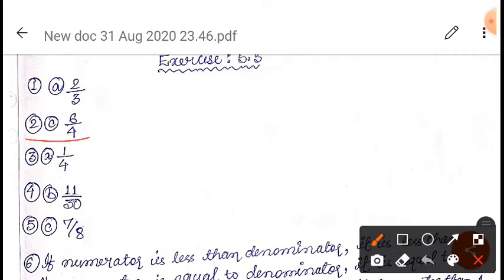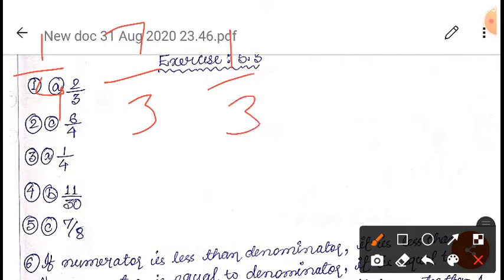As you can see here, I have written this. Okay, now next is question number 3. They are asking for the proper fraction whose denominator is 3 more than the numerator. The options given are 1 by 4, 7 by 3, 1 by 3 and 3 by 8.